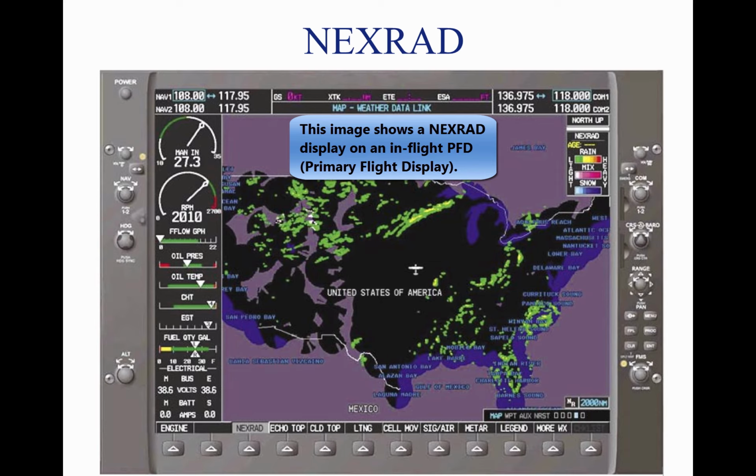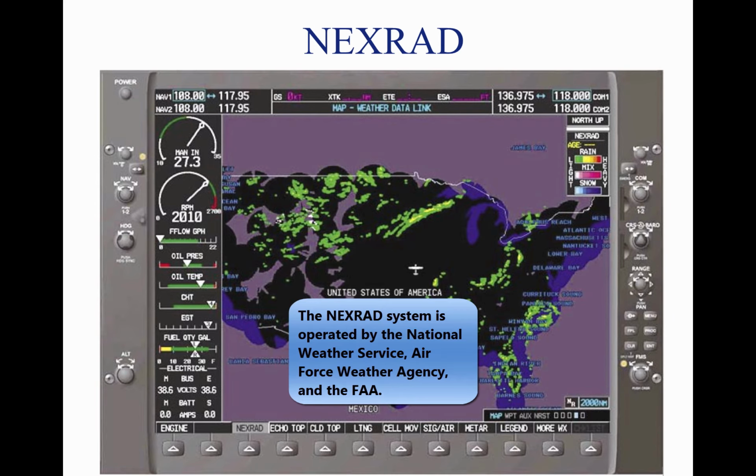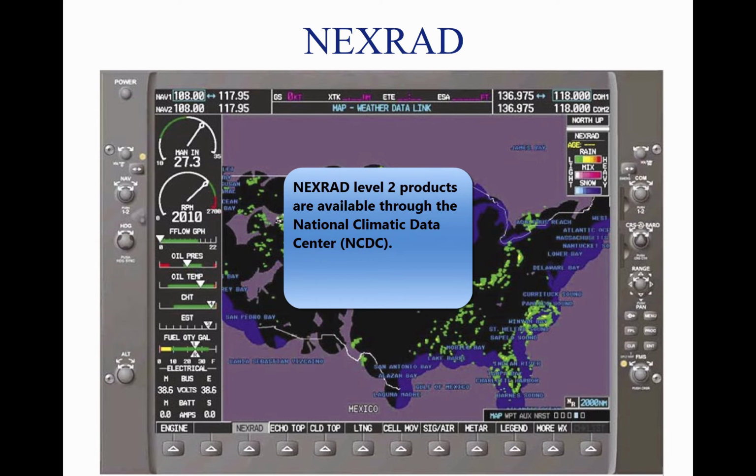The NEXRAD system is comprised of a series of 159 Weather Surveillance Radar 1988 Doppler (WSR-88D) sites situated throughout the United States, as well as selected overseas sites. The individual agencies that have control over the system are the National Weather Service, Air Force Weather Agency (AFWA), and the FAA. NEXRAD radar produces two levels of products, Level 2 and Level 3. All NEXRAD Level 2 data products are available through the National Climatic Data Center (NCDC).